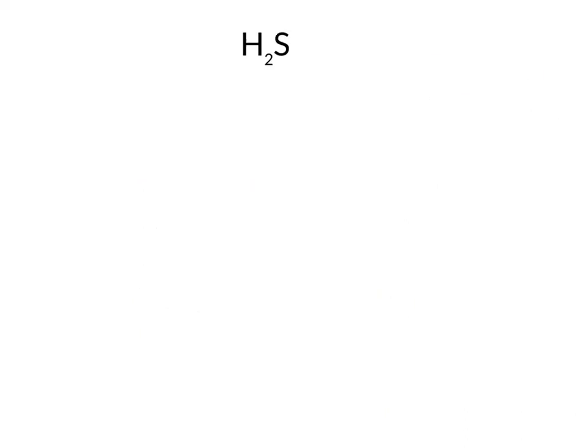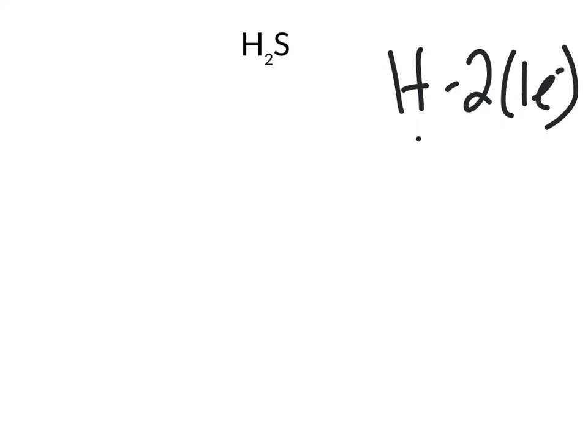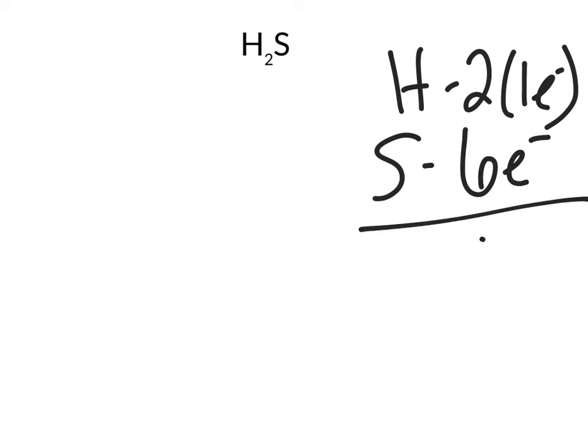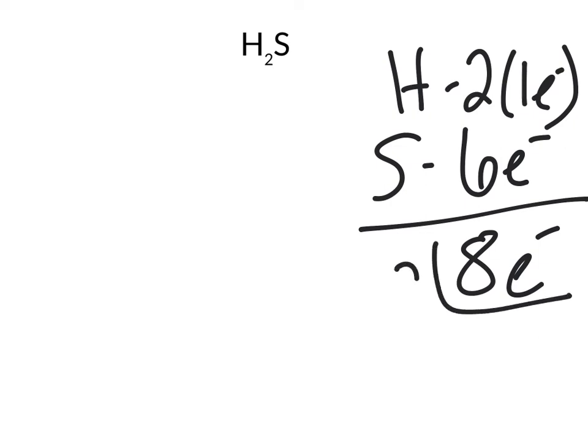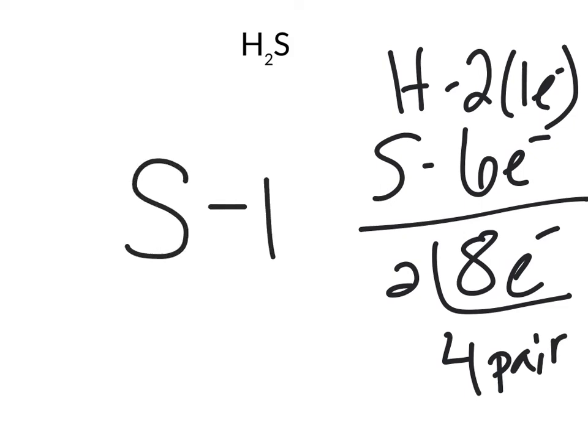And my final example was H2S. So I know that hydrogen, there are 2 of them, and each has 1 valence electron. And I know that sulfur is right under oxygen, so it's got 6 valence electrons. So 2 plus 6 gives me my 8 electrons. I'm going to divide by 2 so I can figure out how many pairs I have, and I've got 4 pairs. So I'm going to start with sulfur, and I'm going to bond my hydrogens to it.